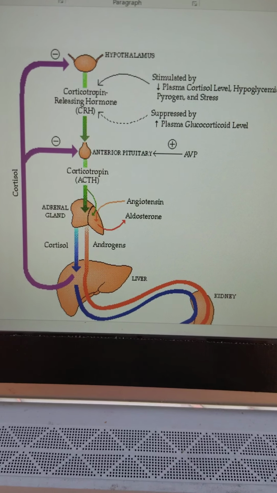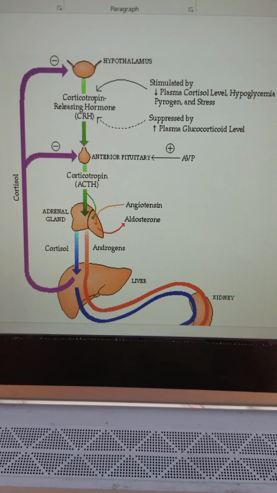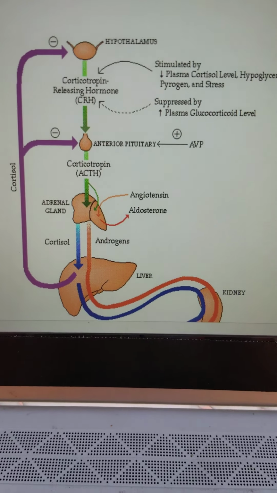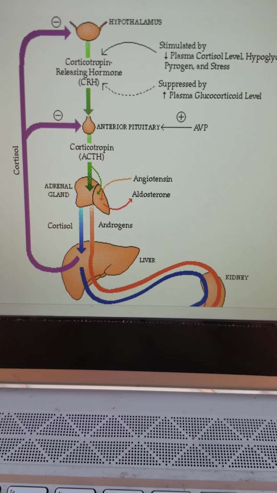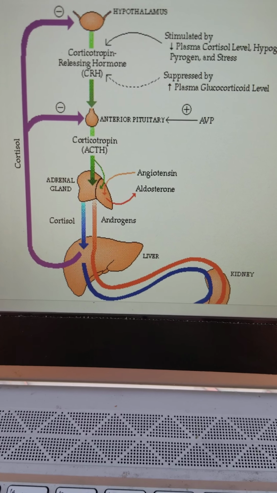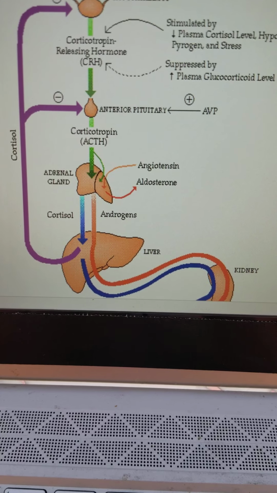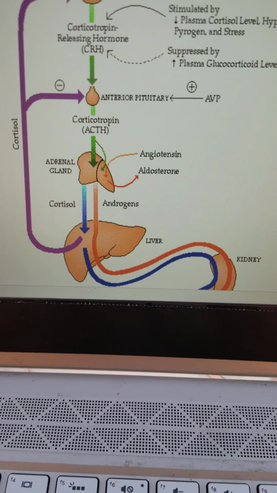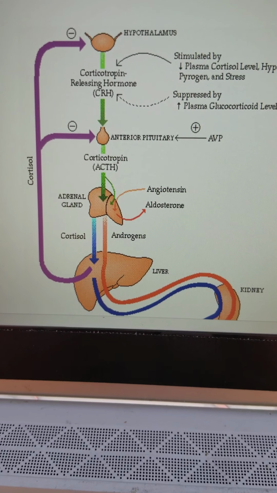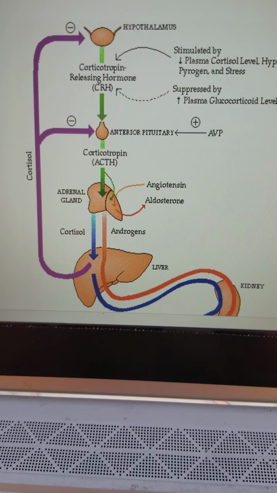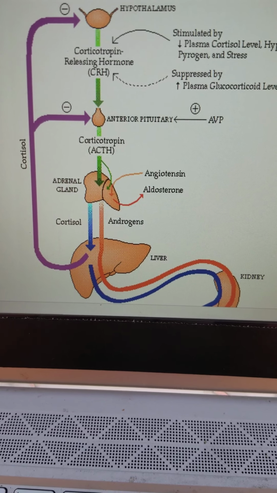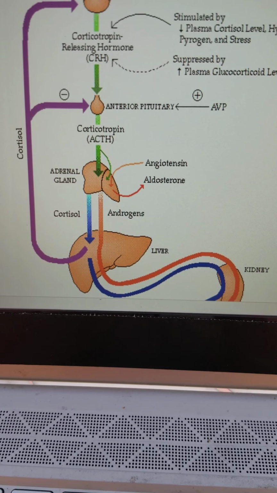Here we have the hypothalamus, corticotropin releasing hormone, CRH, goes to the corticotropin, ACTH, from the hypothalamus to the anterior pituitary, then to the adrenal gland where you have angiotensin and aldosterone, cortisol, then it goes to the liver, cortisol comes back up to the hypothalamus. This is the negative feedback loop with the angiotensin and aldosterone part of the adrenal gland.